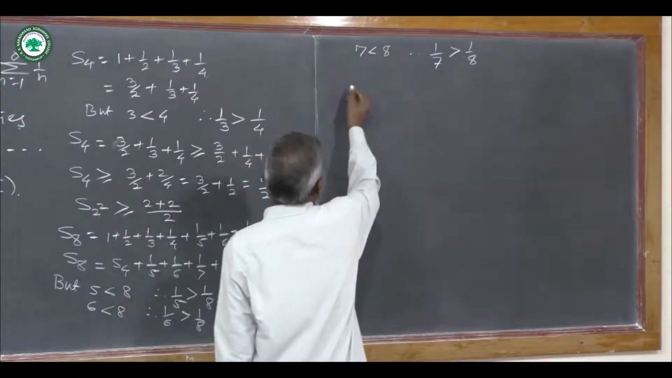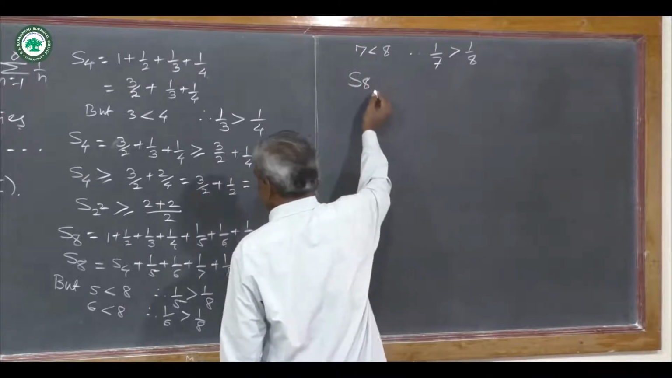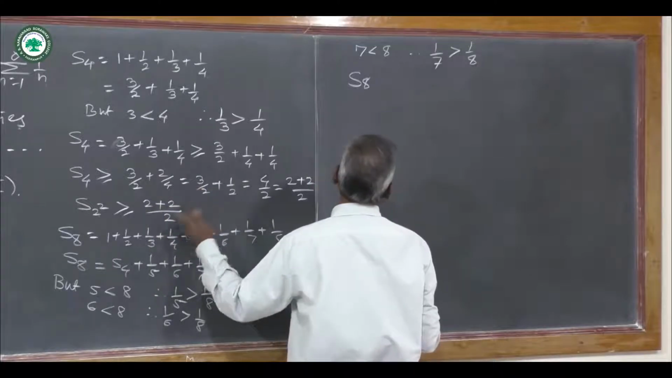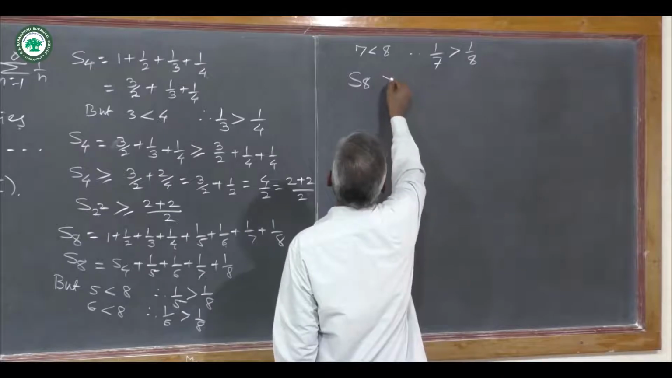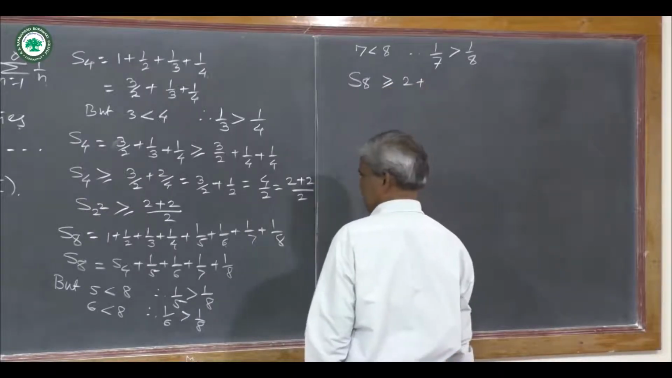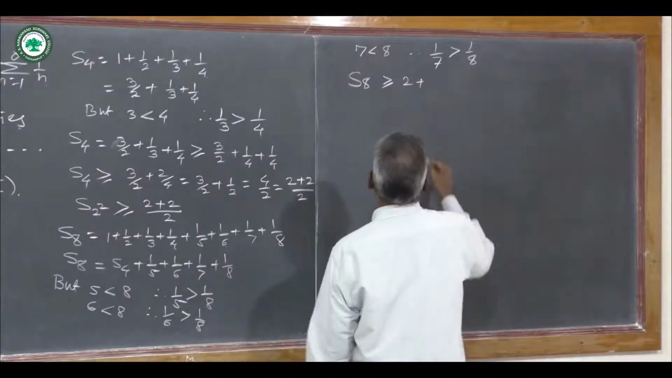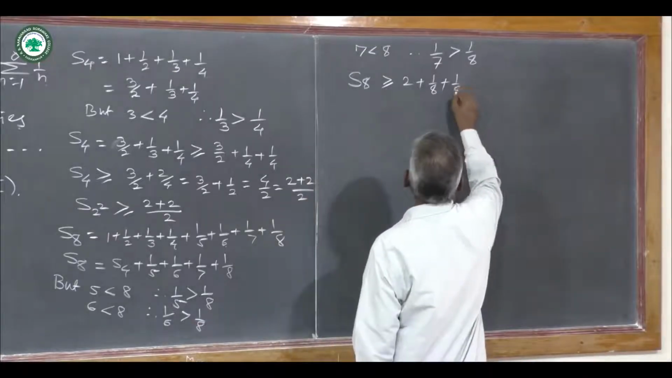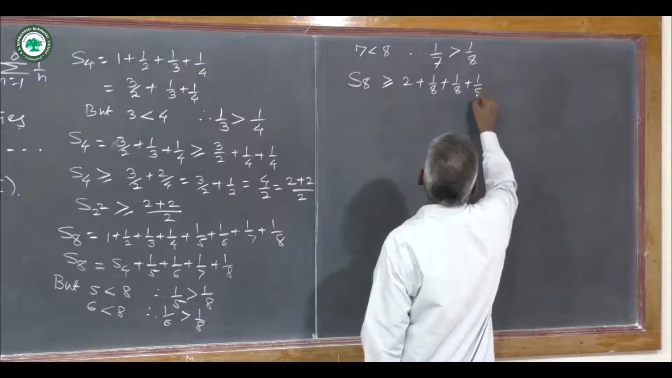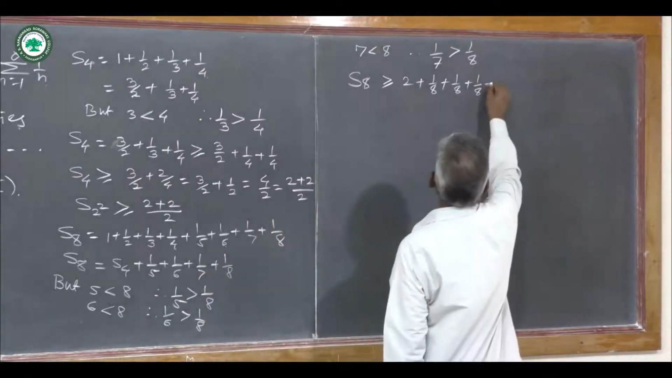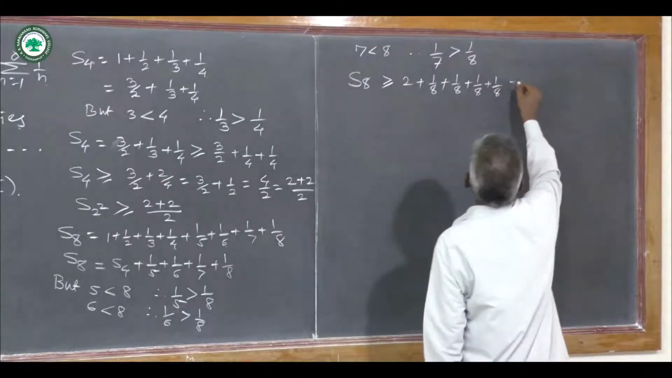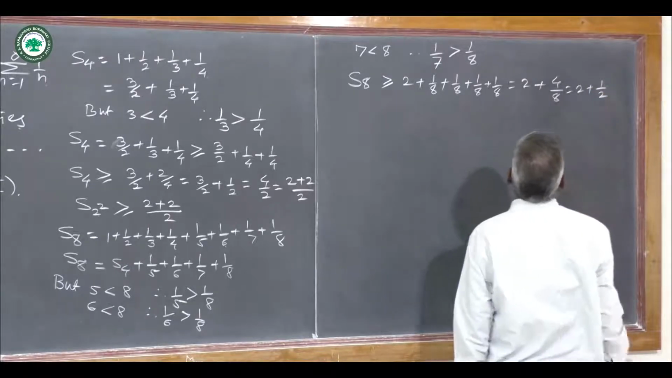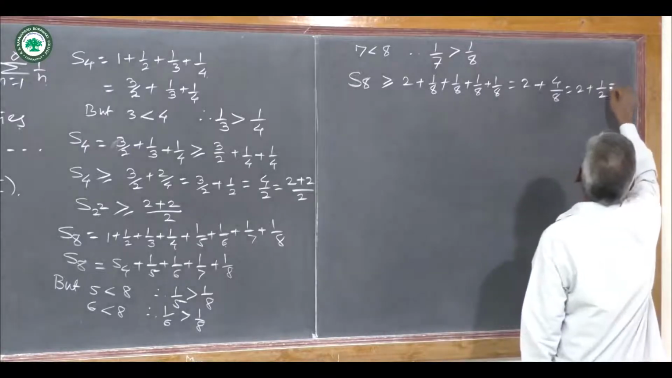Therefore, S suffix 8 is greater than or equal to S4, which is greater than or equal to 2 plus 2 upon 2, that is 4 by 2, which is 2, plus 1 by 8 plus 1 by 8 plus 1 by 8 plus 1 upon 8. Since 1 by 5, 1 by 6 and 1 by 7 are each greater than 1 by 8, and 1 upon 8 is equal to 1 upon 8, this is equal to 2 plus 4 by 8, which is equal to 2 plus 1 by 2, which is equal to 5 by 2.